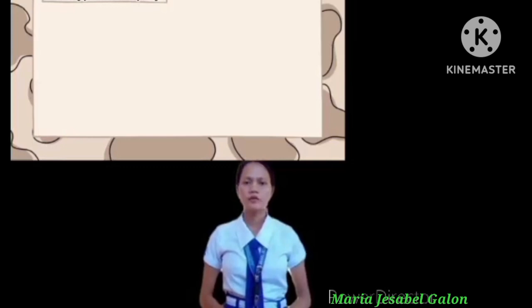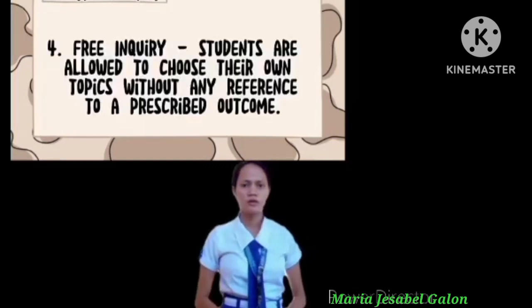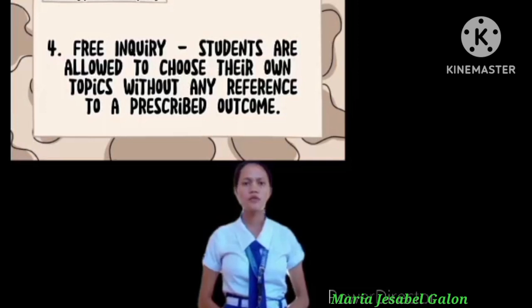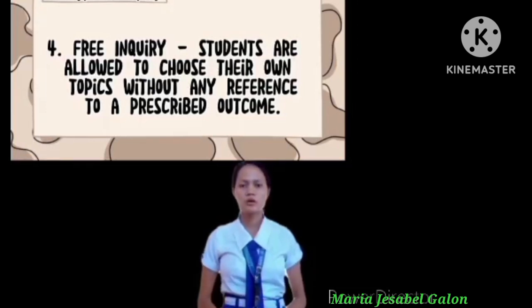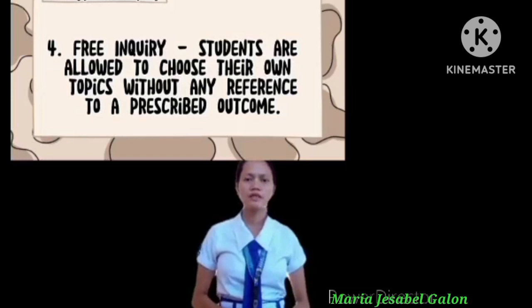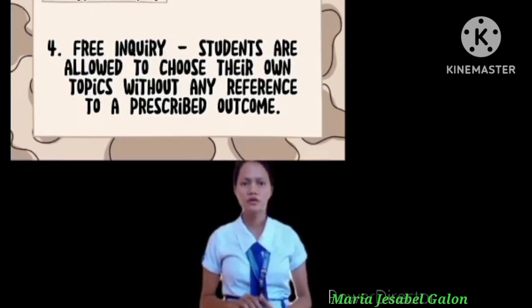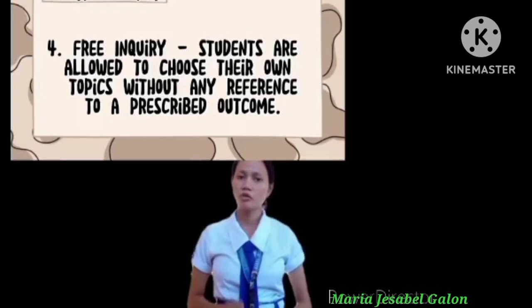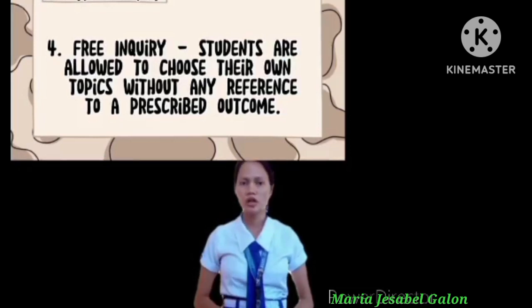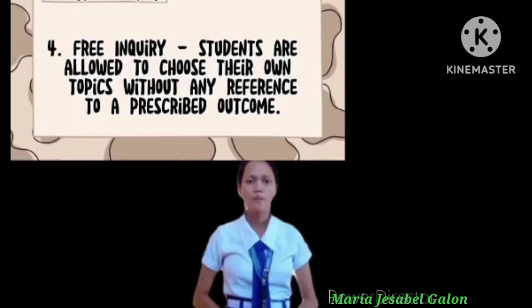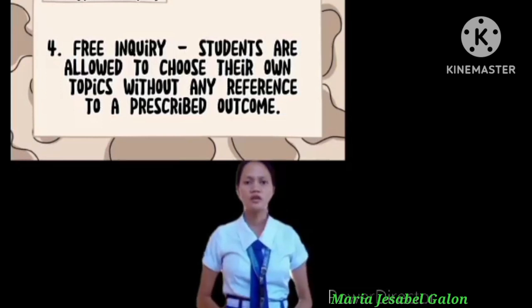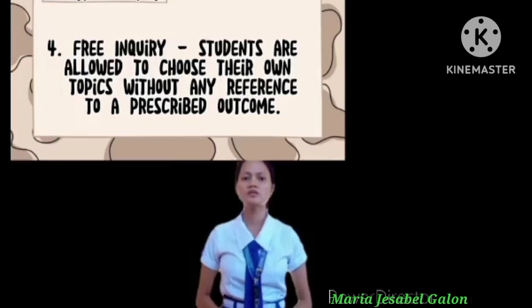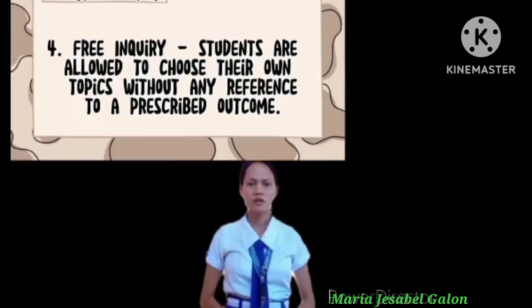The last type of inquiry is free inquiry. Students are allowed to choose their own topics without any reference to prescribed outcomes. It means that there is a high degree of authority in their learning process. The teacher is not directing or controlling the content or outcomes of the project, but rather is allowing the students to choose topics that they are interested in and motivated to learn about.